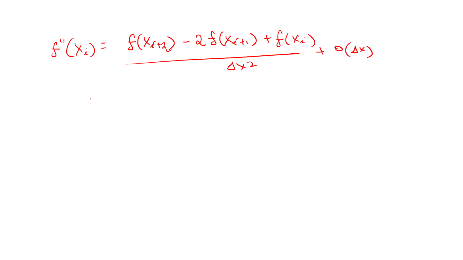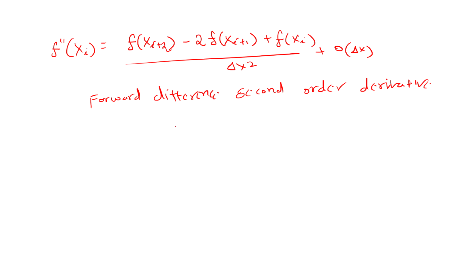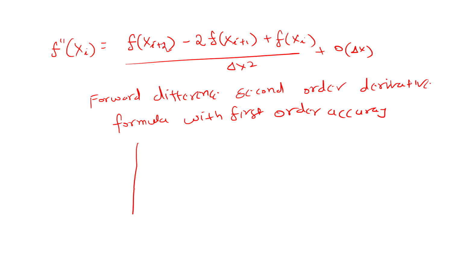This is forward difference second order derivative formula with first order accuracy. Now remember, this kind of formula will be applicable when we want to find out the gradient at this boundary, because there are no points towards this side, there are only forward points. So forward difference will be applied at the boundary.